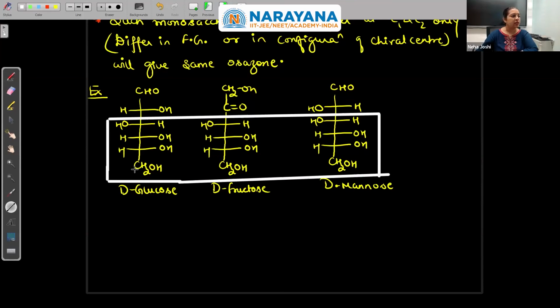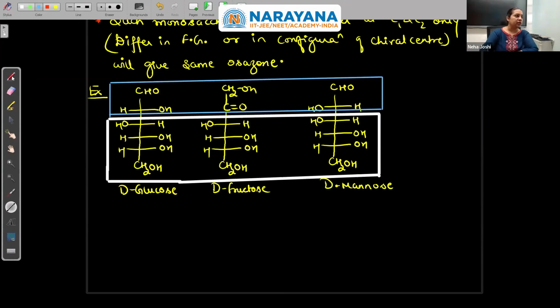It is identical in all the three cases. This part is identical. Left, right, right, left, right, right, left, right, right. Whatever the difference is, it is here only, right? The entire difference, if we are told, then we'll say the entire difference is in the first two carbons, whether the difference is in the configuration or the difference is in the functional group.